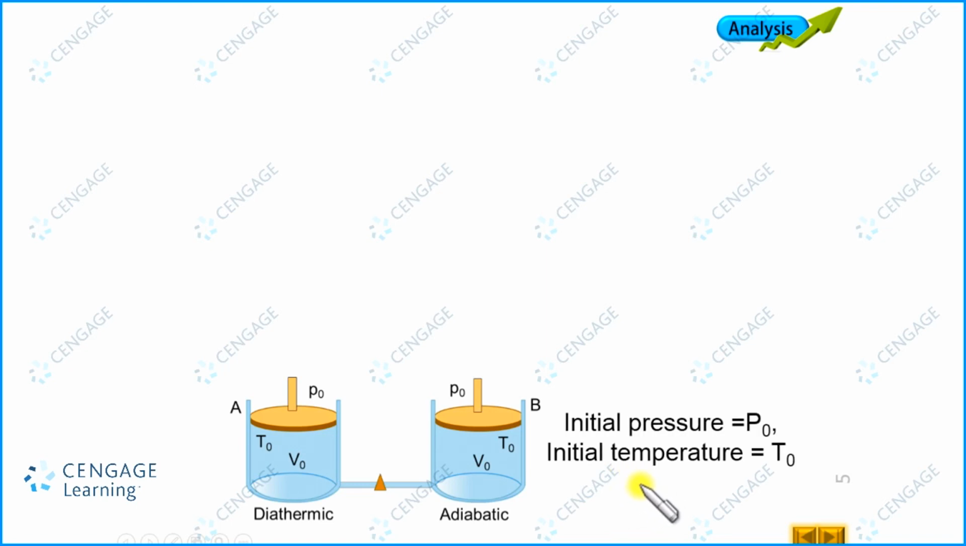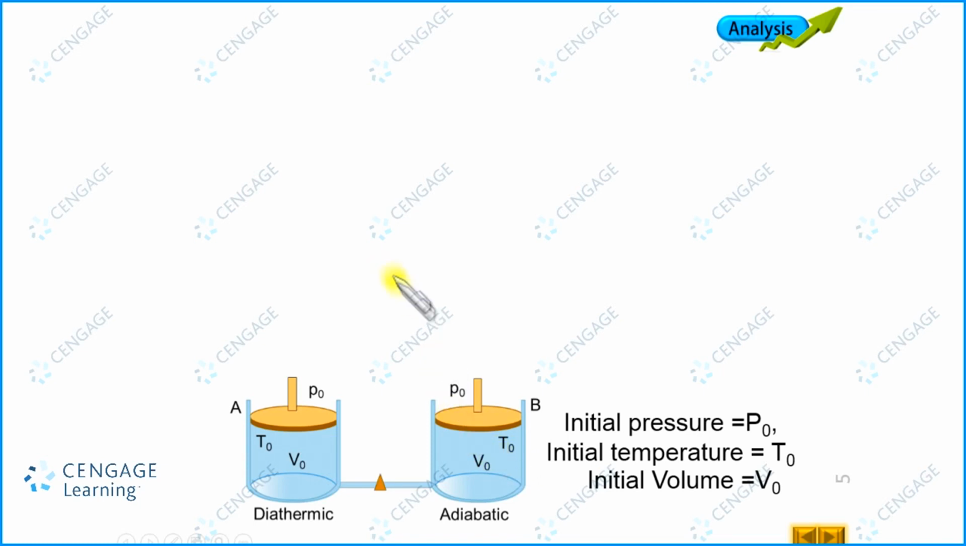Okay. This is the situation just after closing the valve. Now what happens? Now the piston moves to increase the volume. That means the volume of this container A, which is diathermic, is increased to twice the initial volume, and the volume of this adiabatic container is also increased. Now this container is adiabatic because the valve is closed. Now this container is separated from this and also from the surrounding.